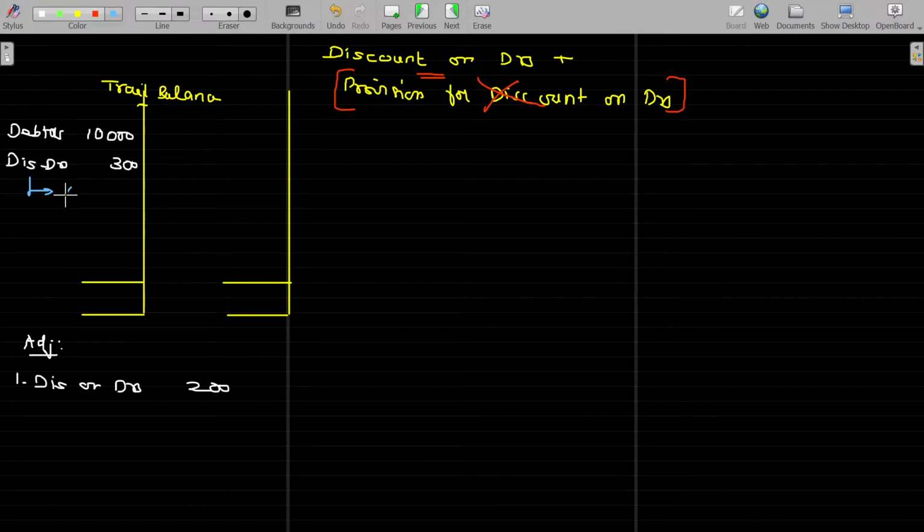Adjustment entry is already passed, so you need not worry about the adjustment entry for this 300. But of course, we have to transfer that to the P&L account. For that, we have to pass the transfer entry.